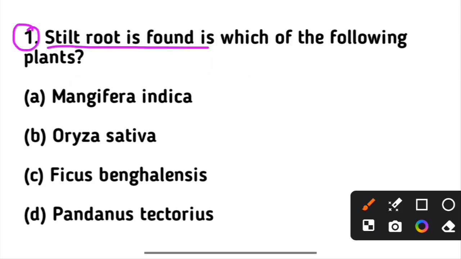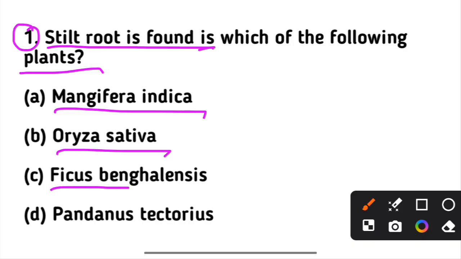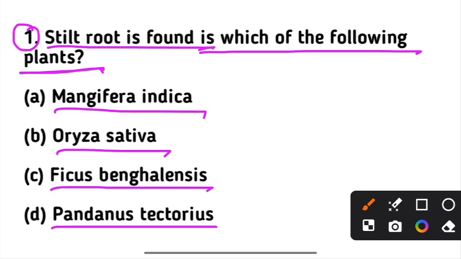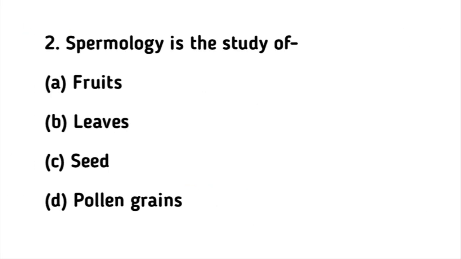Question number 1. Stilt root is found in which of the following plants? Option A, Mangifera indica. Option B, Oryza sativa. Option C, Ficus bengalensis. Option D, Pandanus tectorius. Question is, stilt root is found in which of the following plants? Correct option is option D, Pandanus tectorius. Next question.